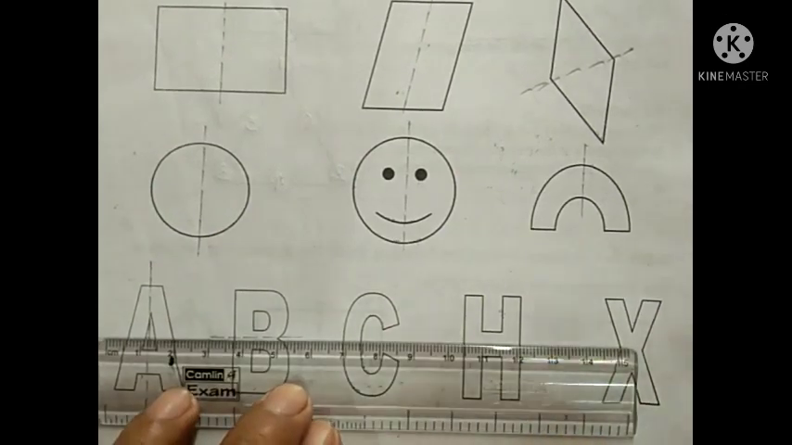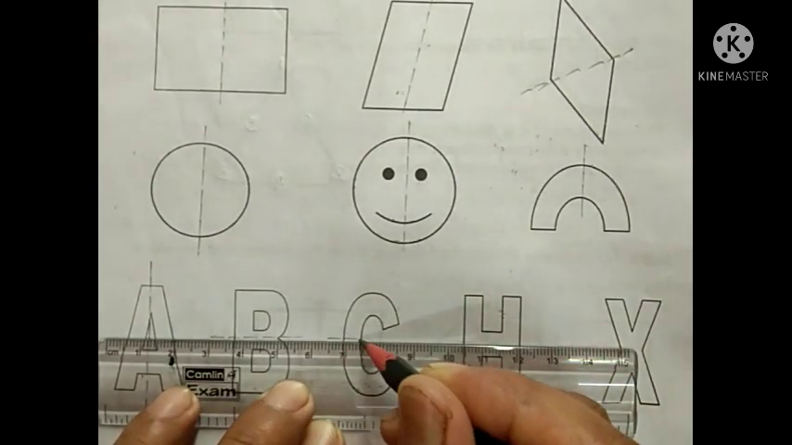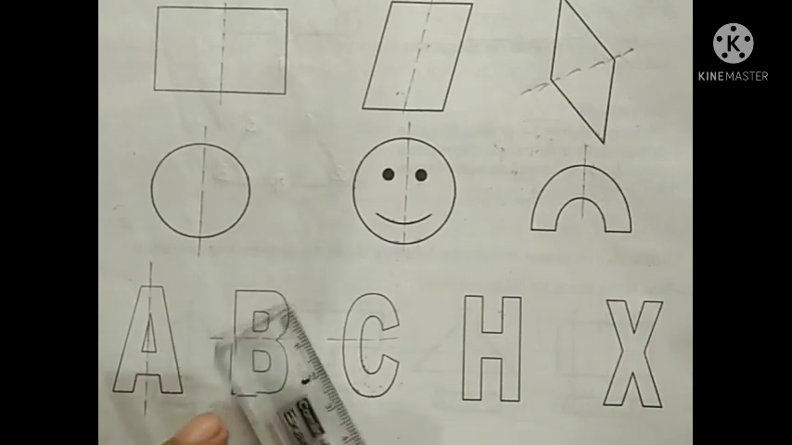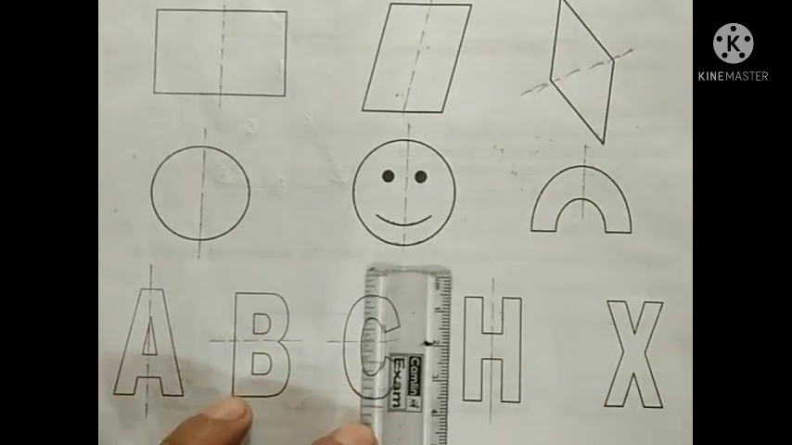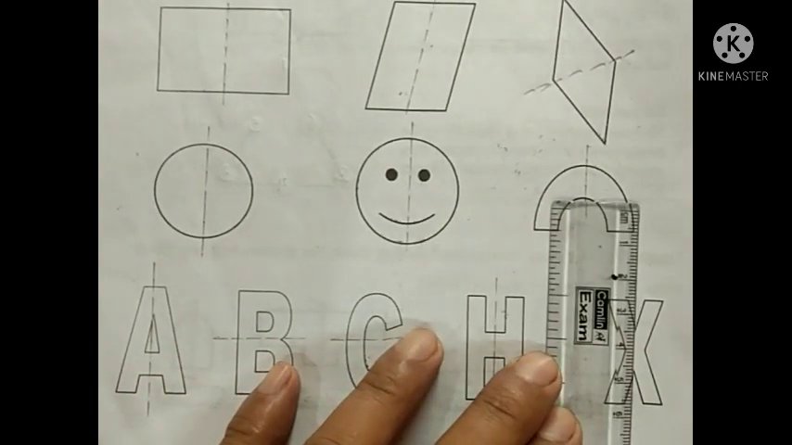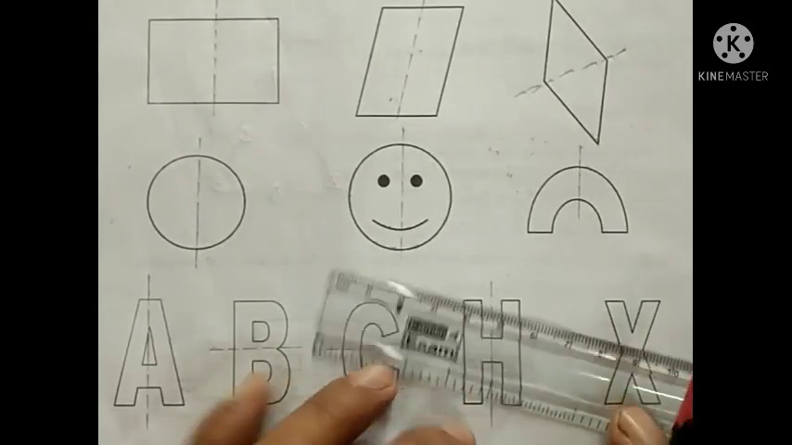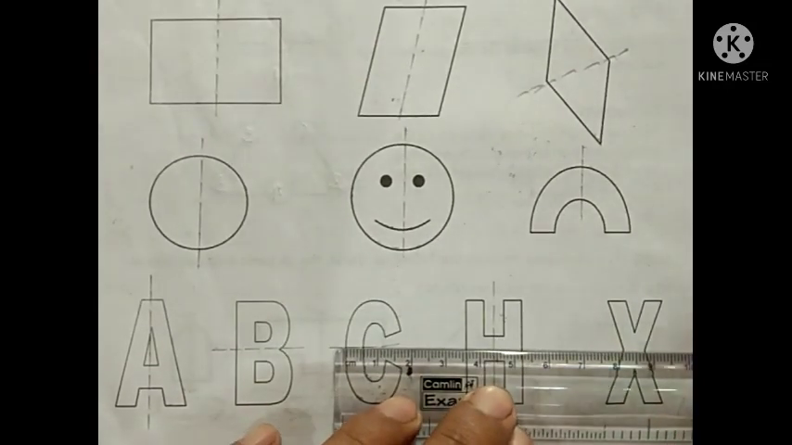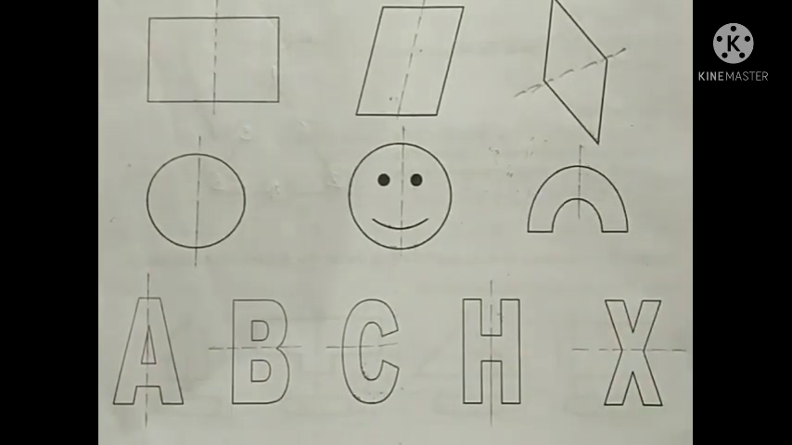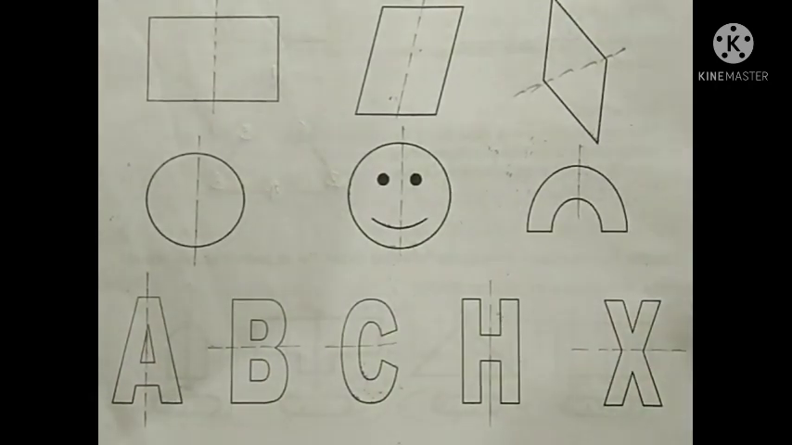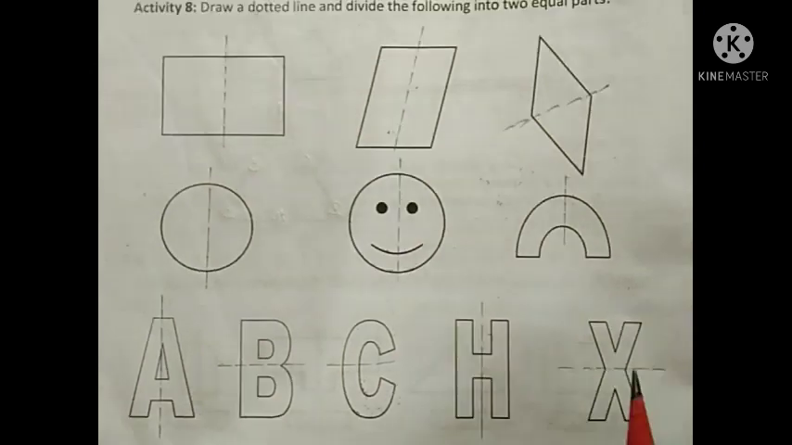For C also, this way you can divide. For H, you can divide this way also, or you can divide this way also. In case of H also same, you can divide this way also, or you can divide it this way also. Both parts will be equal. Okay, so this way you can complete. This one is your last activity of maths.